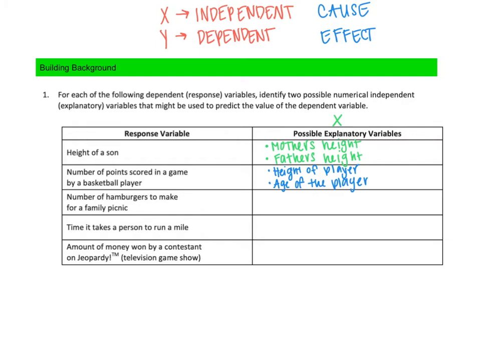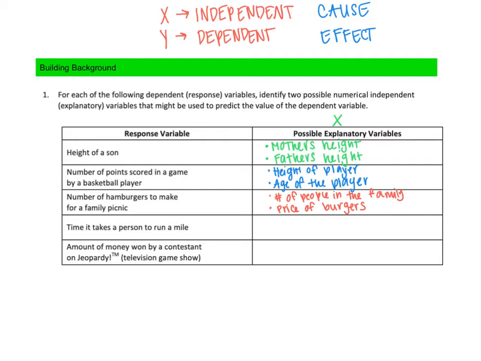Next one, the number of hamburgers to make for a family picnic. What determines that? Well, I would say the number of people in the family, right? That causes you to figure out how many burgers you're going to make. And another thing that might influence this is the price of the burgers. Okay.